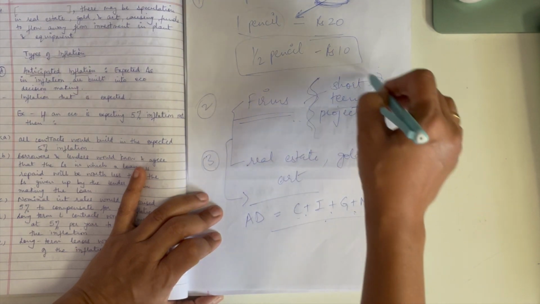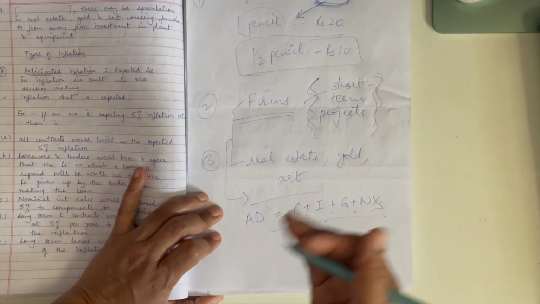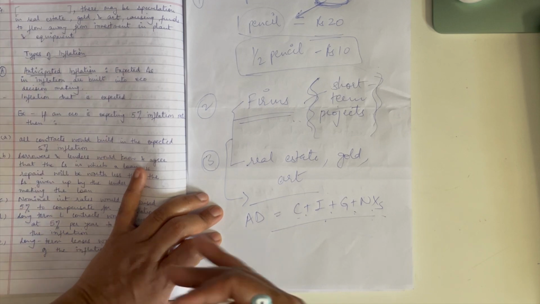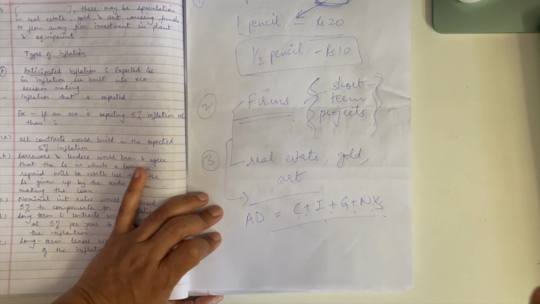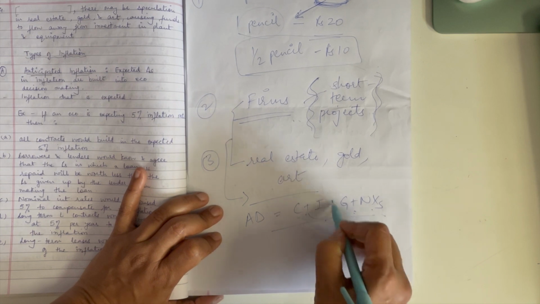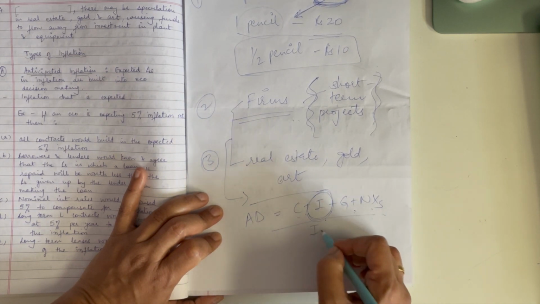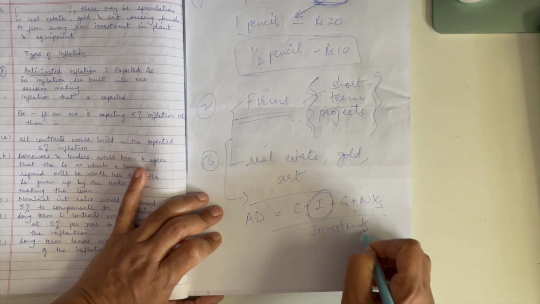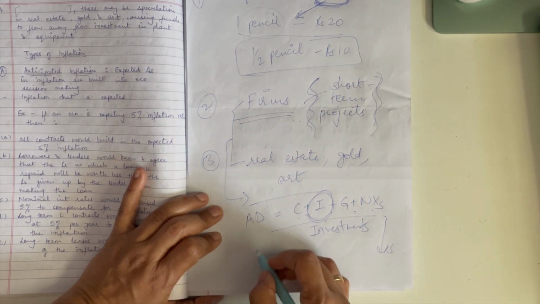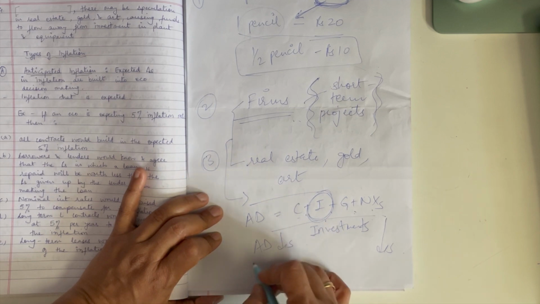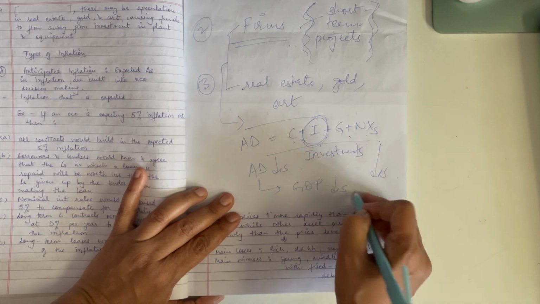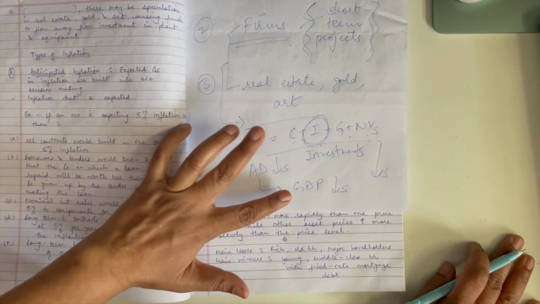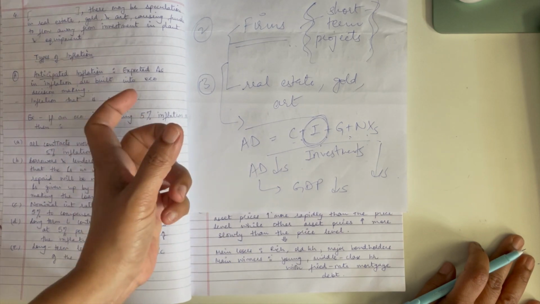So when this happens, when the firms are just going for short-term projects, when the money is diverted to real estate, gold, art, for speculation purposes, and not for capital investment or for plant and machinery, then investment by your firms basically goes down. This means your aggregate demand in the economy goes down, which implies that your GDP in the economy goes down. All right, this is just a connection to your macroeconomics.